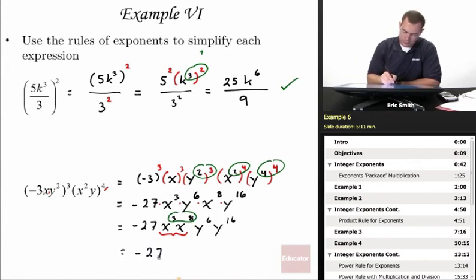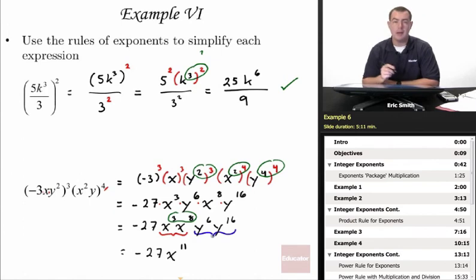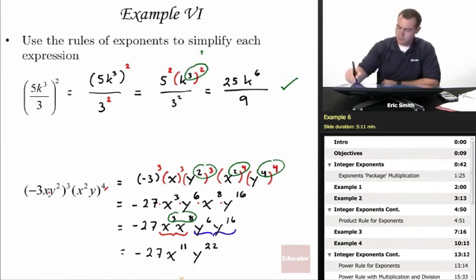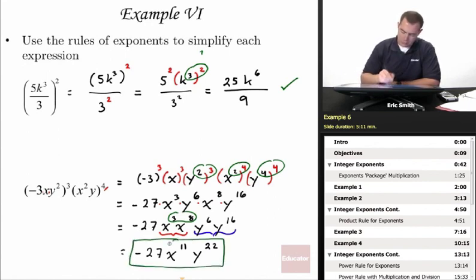So negative 27, x to the 3 plus 8 is 11. Now we can do the same thing down here with our y's, since they have the same base as well, and they're being multiplied. So y to the 6 plus 16 would be 22. All right, now we've finally got down to our answer and applied all the rules that we could. So again, be very comfortable with mixing and matching and putting these rules together. Just be very careful that you do them correctly.